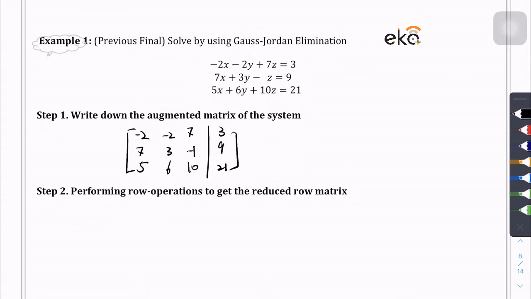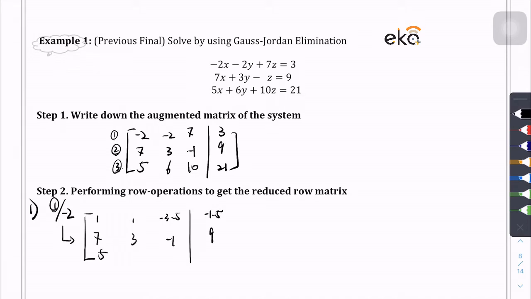First step, this is row 1, row 2, row 3. Row 1 divided by -2, then we have 1, -3.5, -1.5, 7, 3, -1, 9, 5, 6, 10, 21.